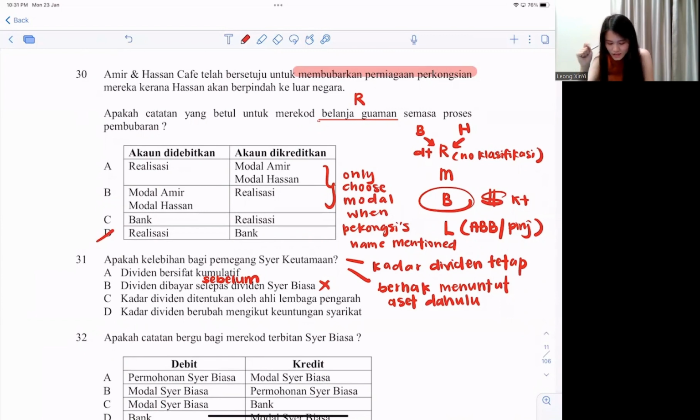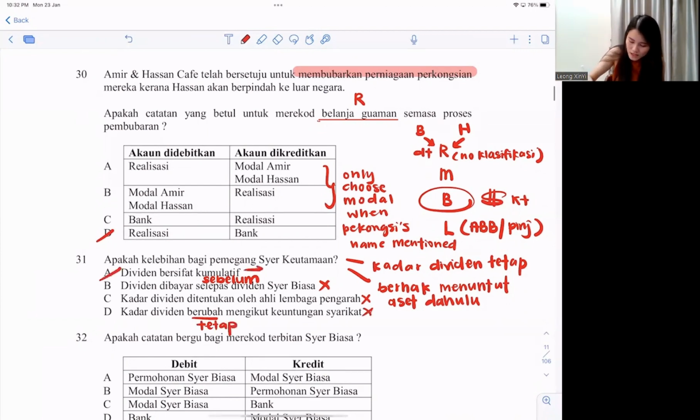So C is kadar dividend ditentukan oleh ahli lembaga pengarah, wrong. Yes, the first time yes, but it's not always. So it should be kadar dividend yang tetap instead of ahli lembaga pengarah deciding it every time. Kadar dividend berubah, wrong. Should be tetap. So that's why the correct answer should be A.